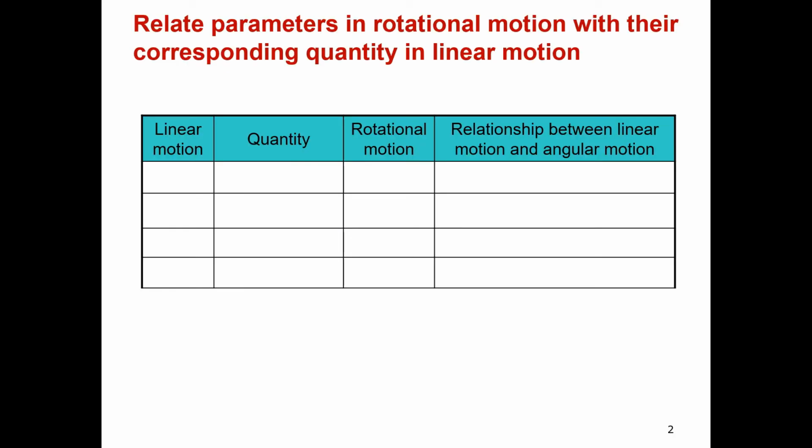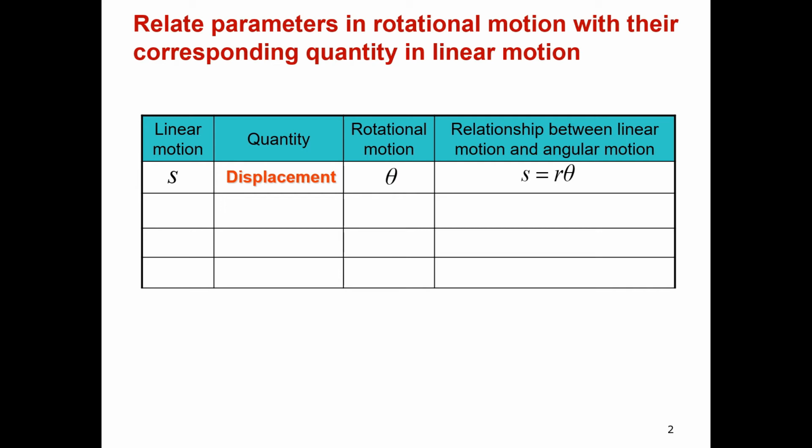Let us proceed with relating parameters in rotational motion with their corresponding quantities in linear motion. Let us start with displacement. The symbol for displacement in linear motion is s, where the symbol in rotational motion is theta. The relationship between linear motion and angular motion is s equal r theta.